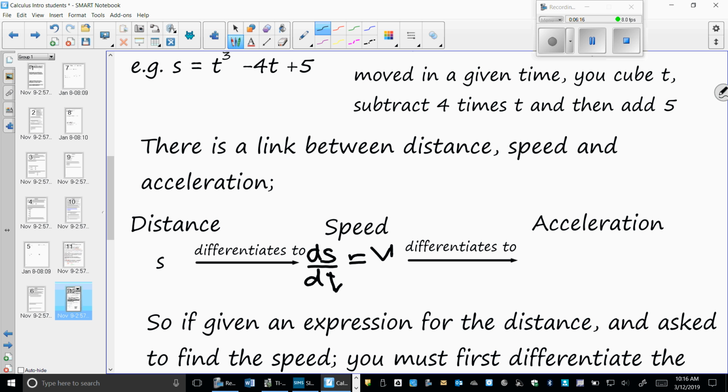What do you think will be happening for the acceleration? We differentiated this one to get to this one. We're going to differentiate this one to get to this one, yes? So that will be dv/dt, which gives us the acceleration.